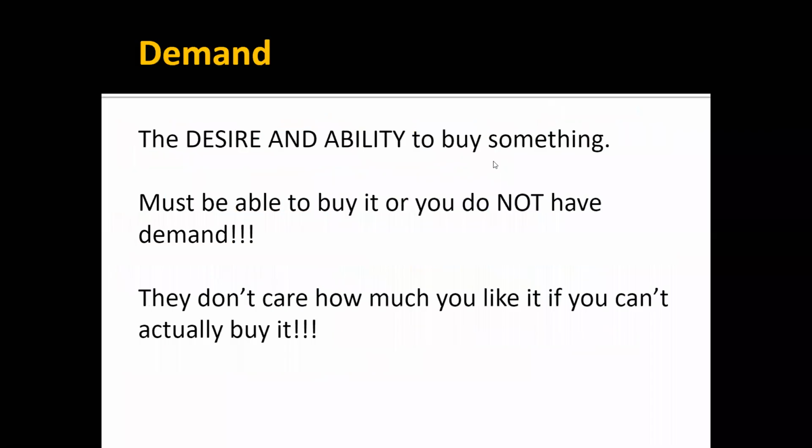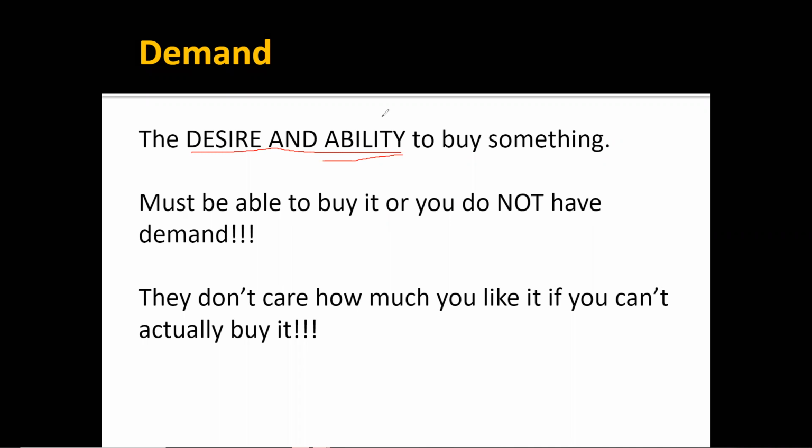Okay. Now, first off is demand. We always teach demand first because demand comes from the customer's perspective. This is what you guys as consumers can understand typically better and more easily. And so we always try to cover it first. And when it comes to demand, the biggest thing to understand is that demand is both the desire and the ability. And the ability is key. It's going to underline it there twice. The desire and the ability to buy something. You must be able to buy it, or you don't have the demand for it.